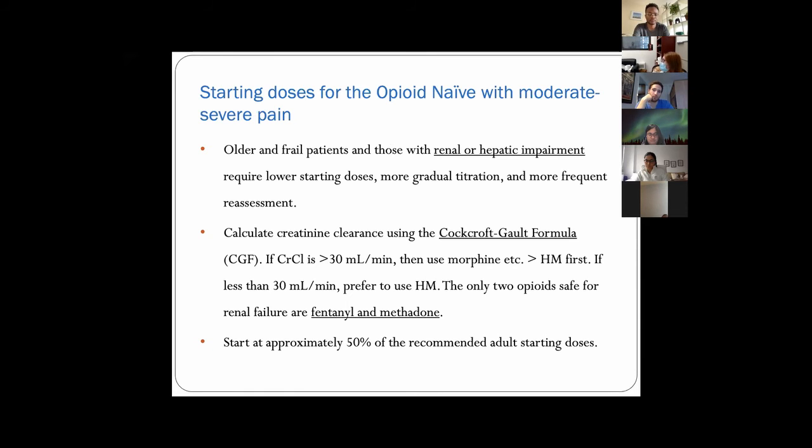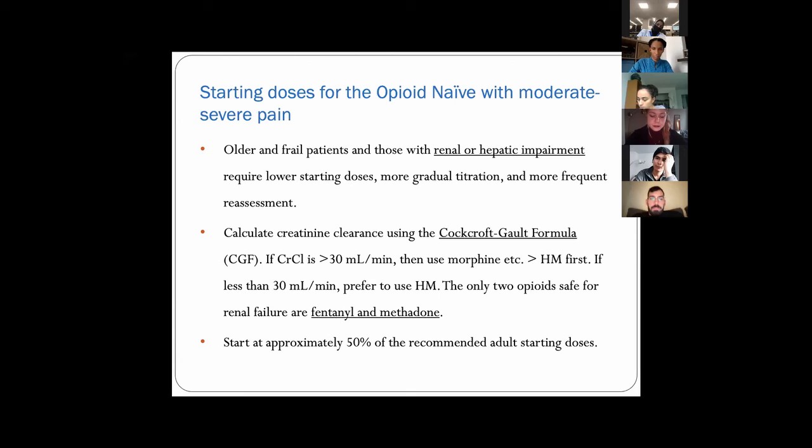So how do we start the dosing per se? So number one is there are some considerations before you start opioids. You have to look at the renal and liver function. For the renal function, you all need to calculate the Cockcroft-Gault formula. And the magic number is 30 mL per minute. If it's 30 mL or more, that's the time that you will use morphine, and morphine first.